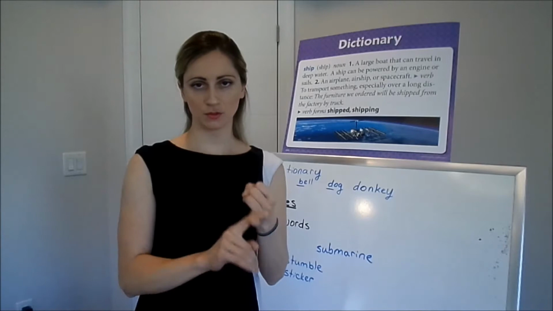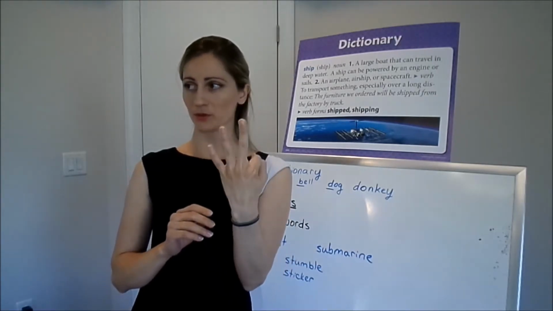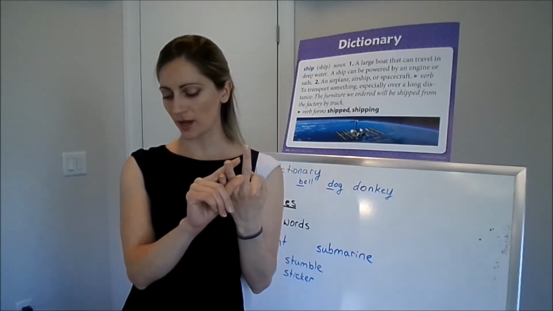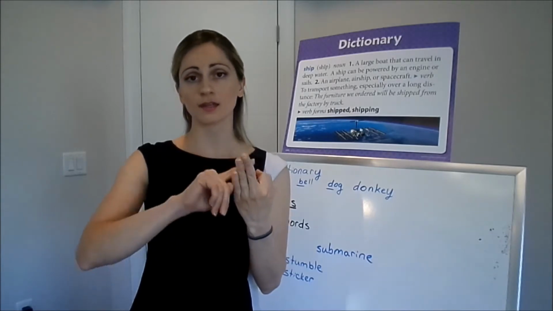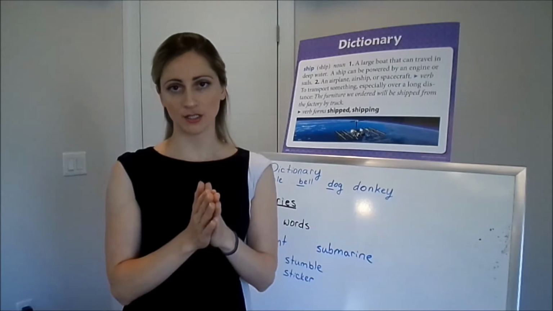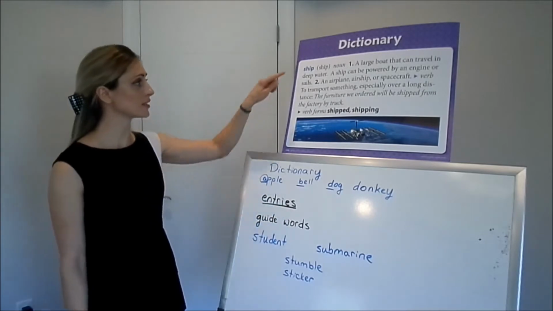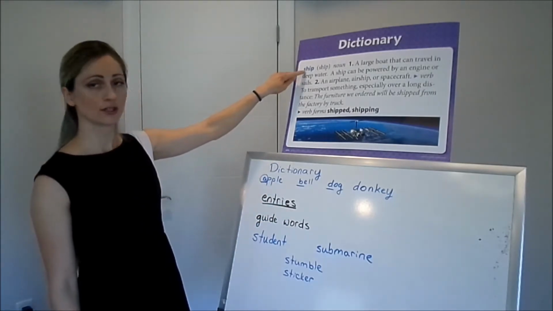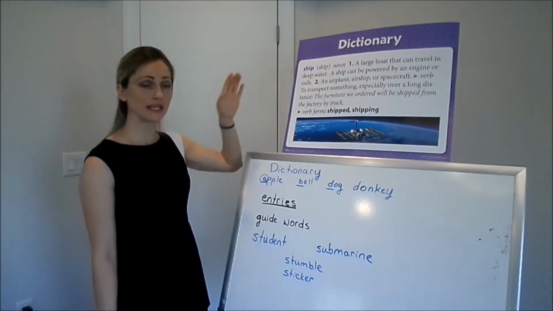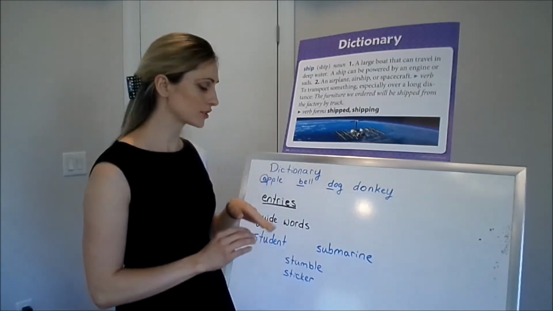Okay, so let's review. A dictionary is useful for what three things I've said so far. Do you remember them? You can look up what a word means. You can look up how to spell a word, and even how to pronounce a word. Now, words in the dictionary are called entries. Look at the word entries. Any word in a dictionary, take a look at right here. Ship, and then its definition. The word ship is an entry. Any word in the dictionary that has a definition after it is called an entry.